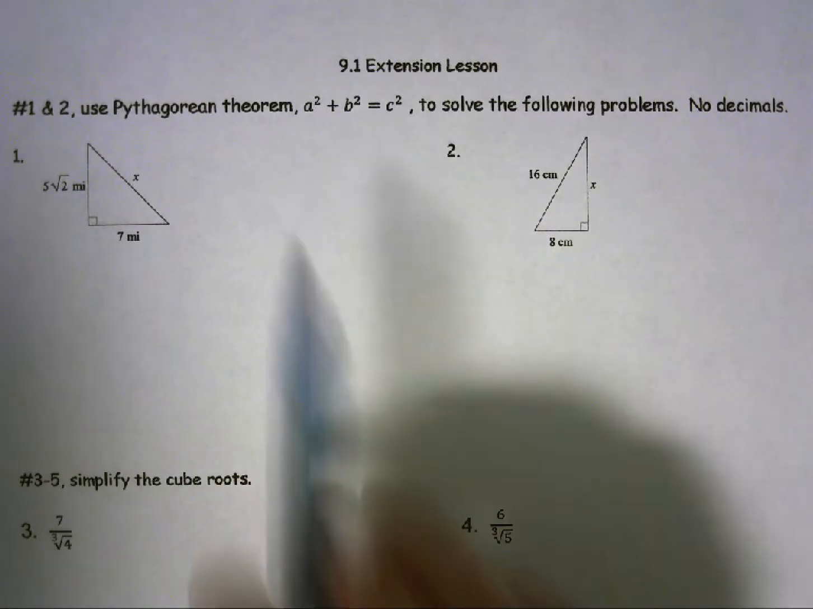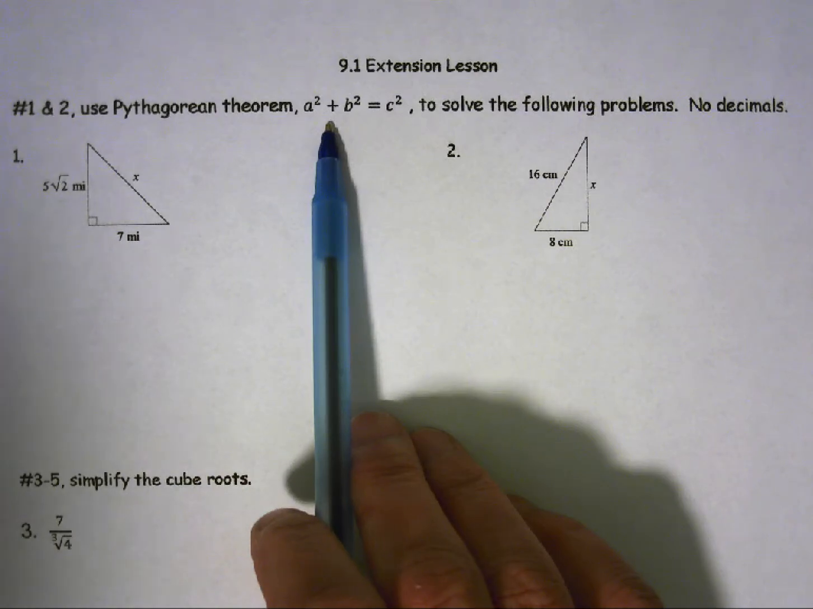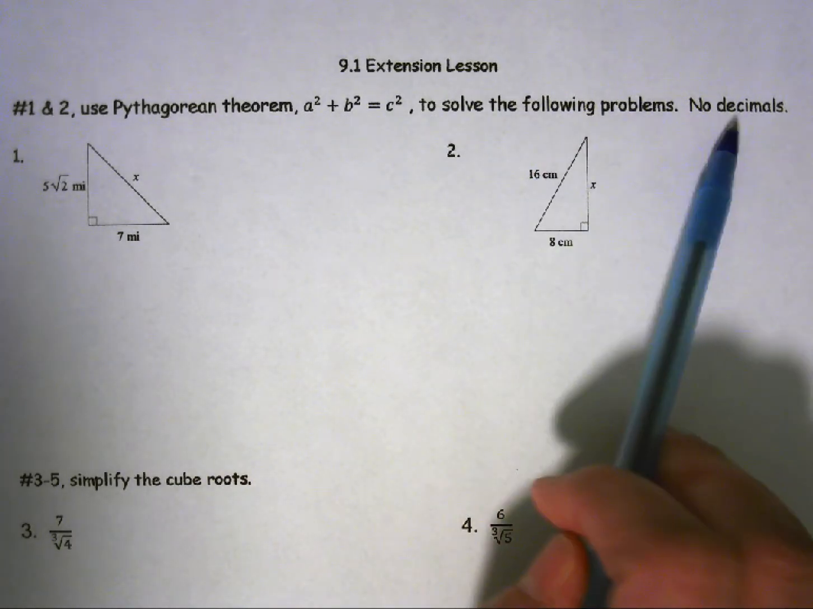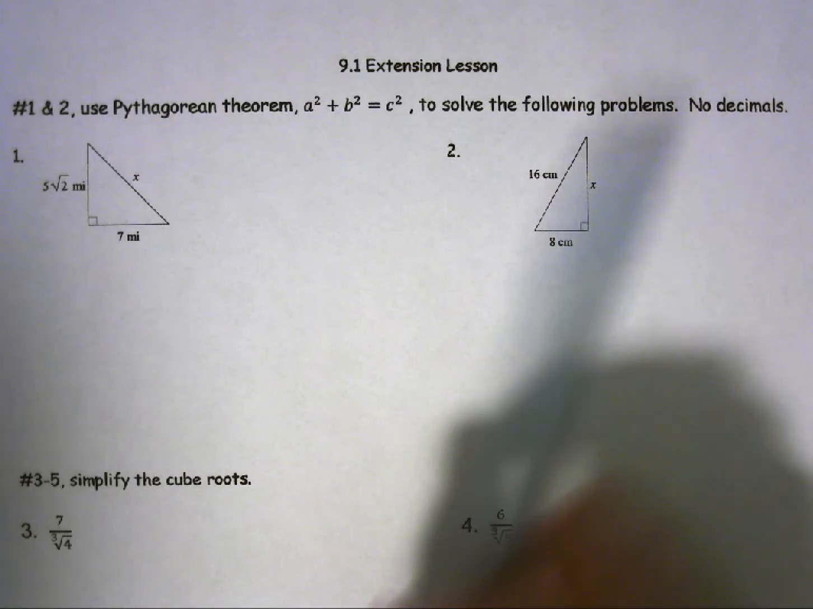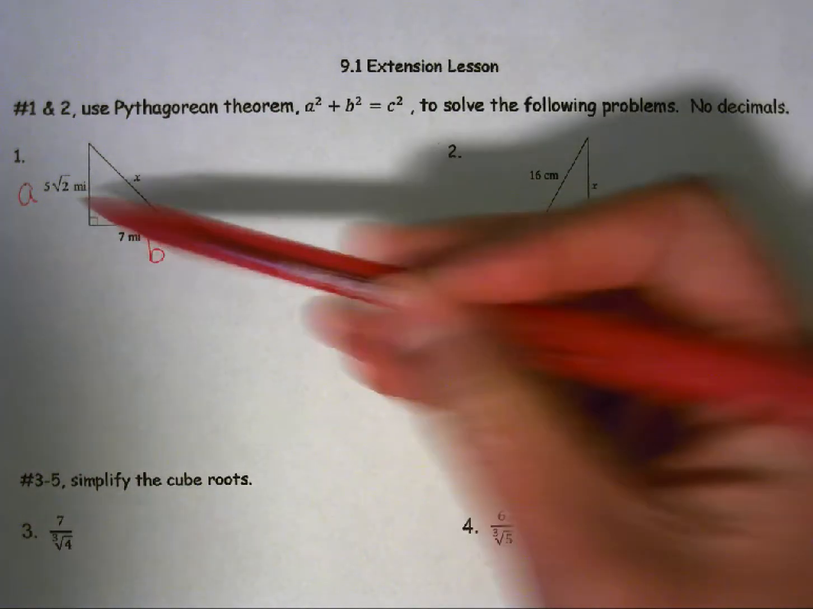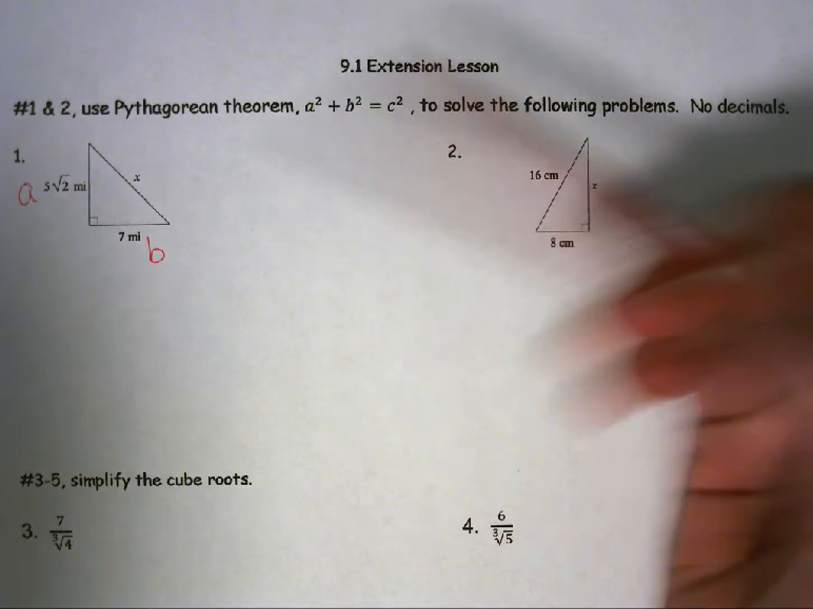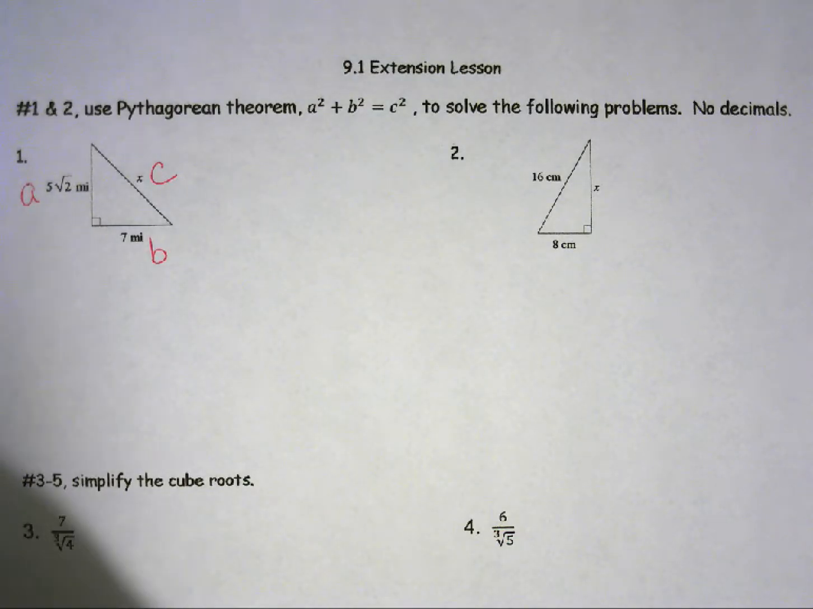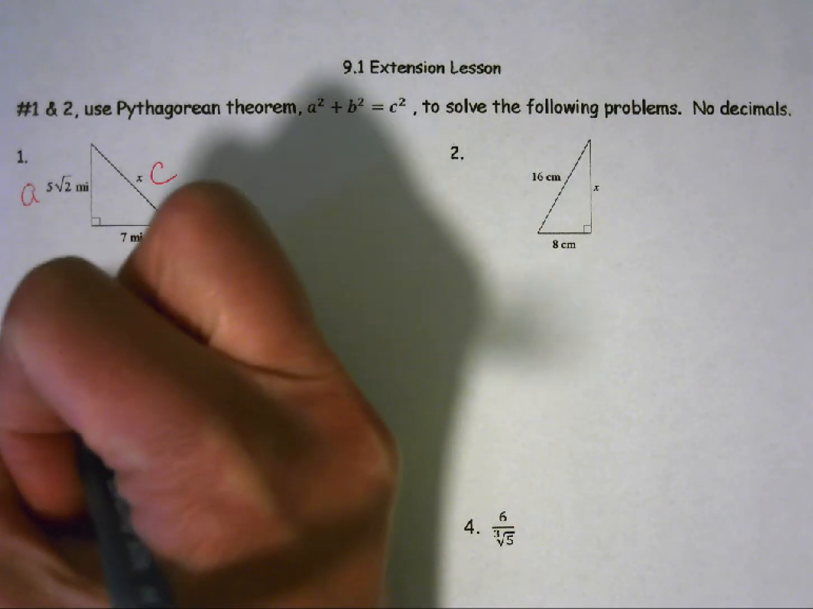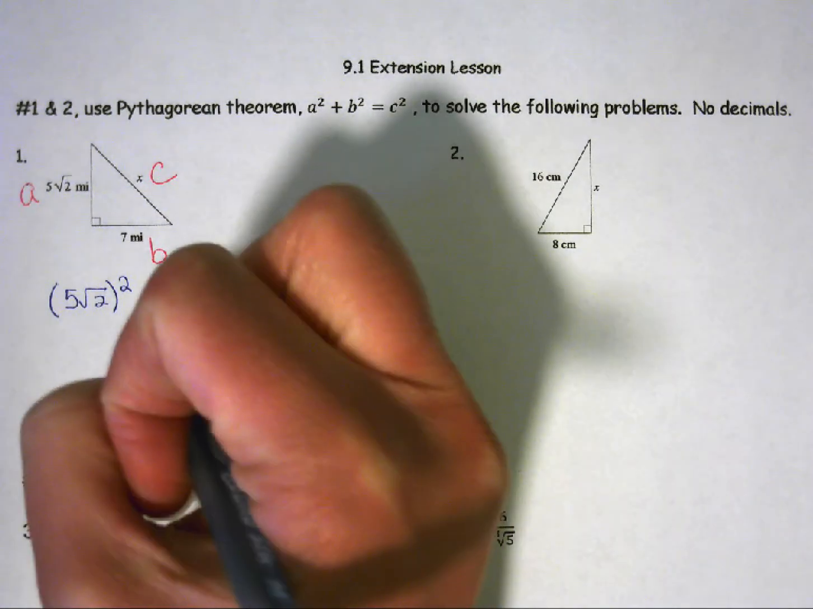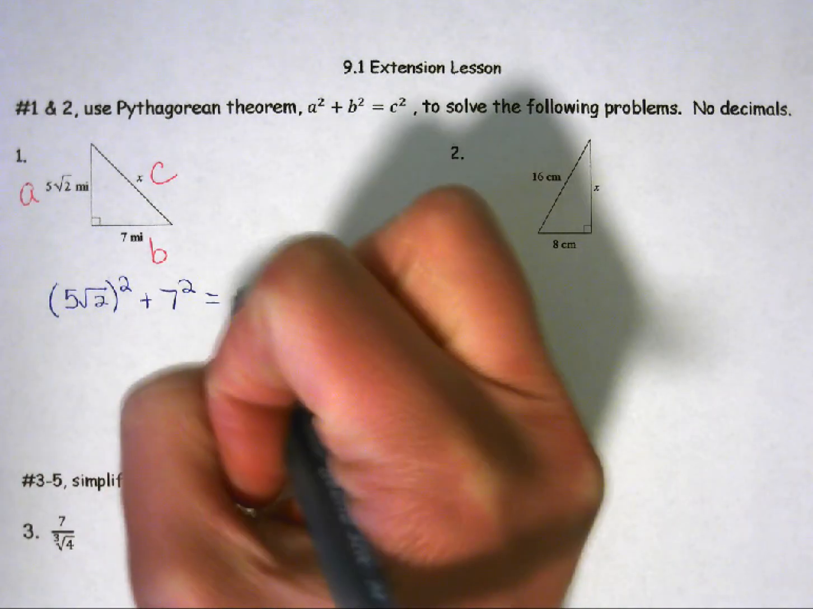So in the first two problems, we're going to use Pythagorean's theorem, so a squared plus b squared equals c squared, to solve them, and we cannot put them in decimals. So if you remember with Pythagorean, the two legs make up your A and your B. Now it doesn't really matter which one's which because we're going to add them together. And then this one we typically call our C, okay? So if we use Pythagorean theorem, we're going to go 5 square roots of 2, quantity squared, plus 7 squared is equal to C squared.